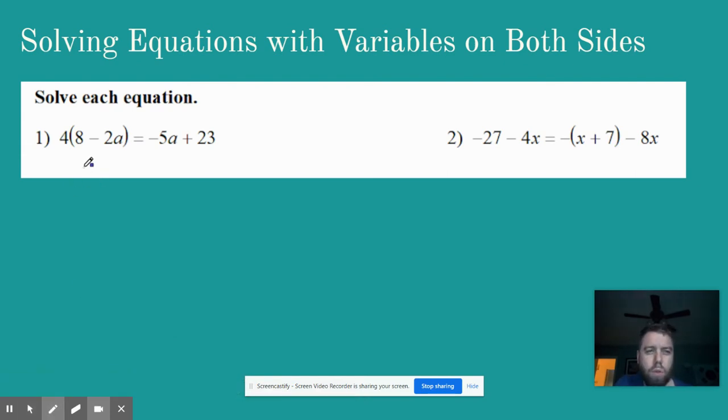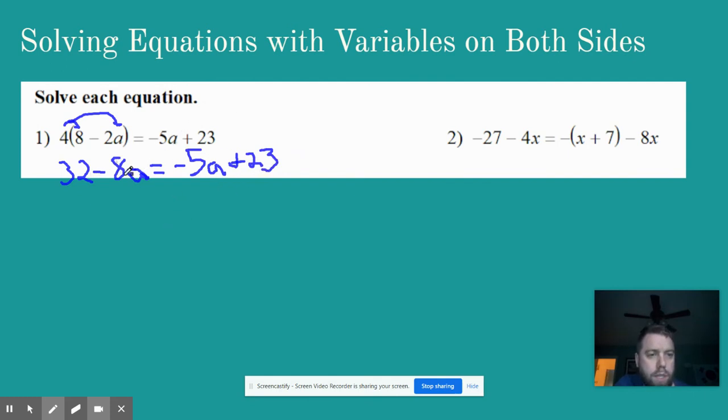As I think most of you would notice, we should start with our distributing. That was our first step before this lesson, and it's going to be our first step now. So we're going to distribute this. 4 times 8 is our 32, and 4 times negative 2a is minus 8a. And we bring down our equal sign. We haven't touched this side, so we're just going to write it as is, exactly what we see. Plus 23.